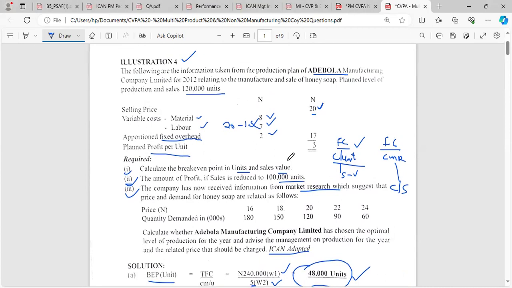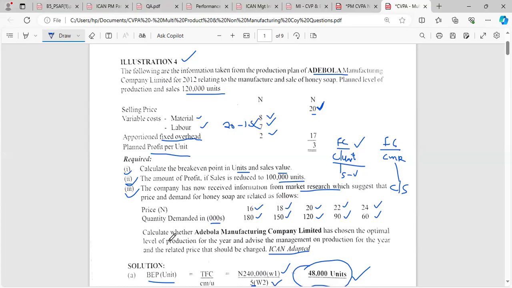So initially, we had just one price of 20 naira, and we had demand of 120,000 units. But now, market research is saying that you may have different prices and different quantities demanded. If we sell at 16 naira, the quantity demanded for our product is 180,000. If we increase the price to 18 naira, the demand drops to 150. If we further increase the price to 20, it drops to 120. If we increase it to 22, it drops to 90. If we increase to 24, it drops to 60. This is normal economics.